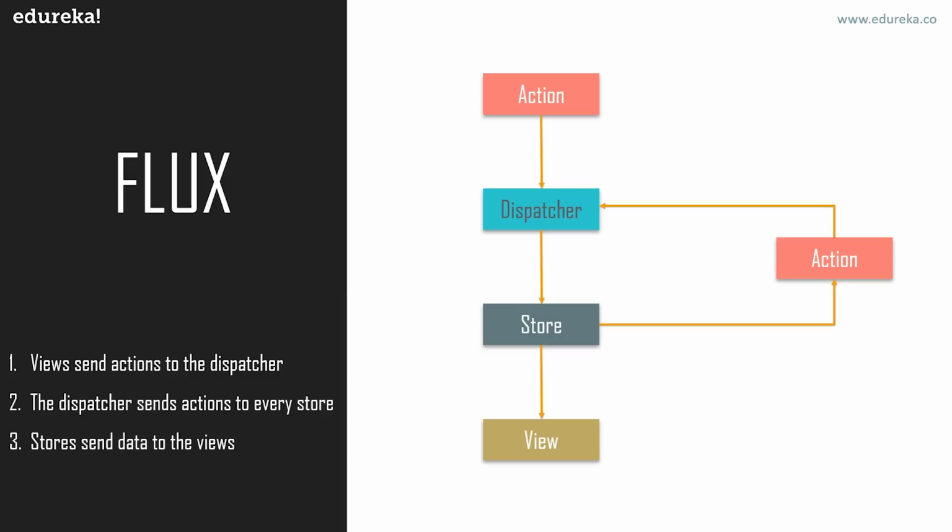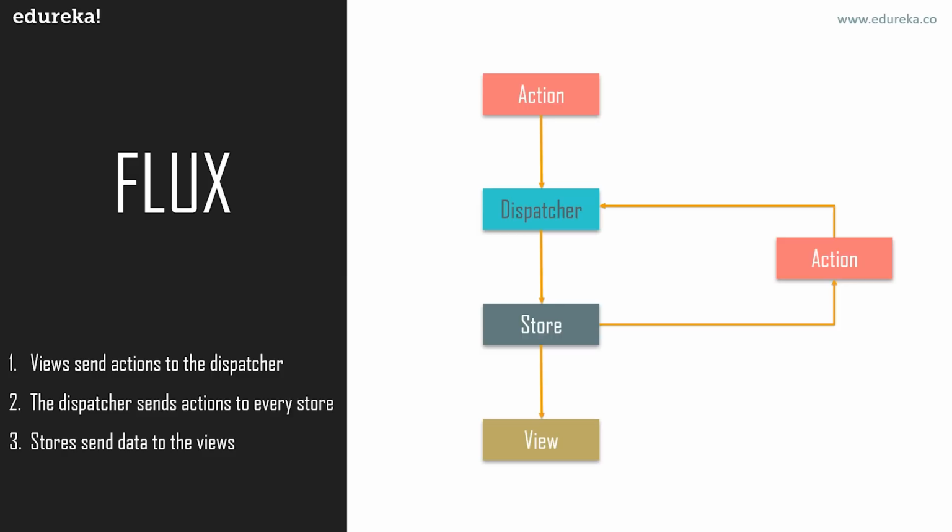Now what the view is doing is sending an action to the dispatcher. Now the dispatcher can have n number of actions. N number of actions can work on a single dispatcher. Now the dispatcher sends actions to every store. So once actions are given to the dispatcher from the view, the dispatcher sends these actions to the store. And then again the store sends data to the view.